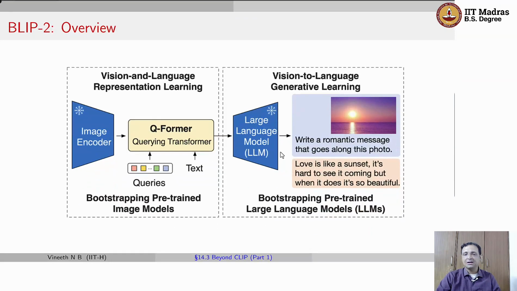And on the other side, from the vision language generative learning perspective, they have a large language model, once again frozen, which receives the output of the Q-Former and writes out a caption for a given image that may have been provided to the image encoder. In this case, given this image and given a text that says write a romantic message that goes along with this photo, the BLIP-2 model writes, "Love is like a sunset, it's hard to see it coming, but when it does, it's so beautiful."